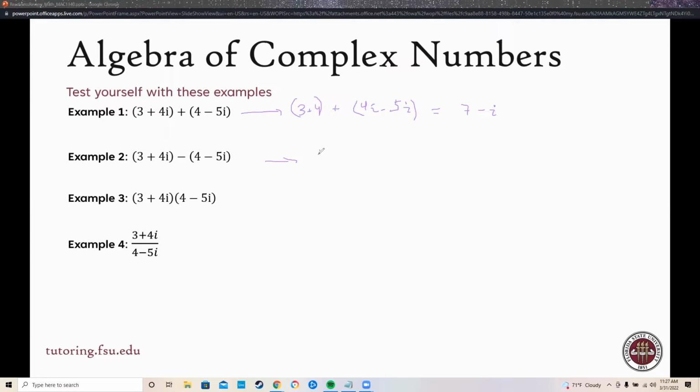Similarly for this one, again, I'm only grouping real numbers together and keeping imaginary numbers together. So this would end up being 3 minus 4 plus 4i plus 5i. So it'd be negative 1 plus 9i.